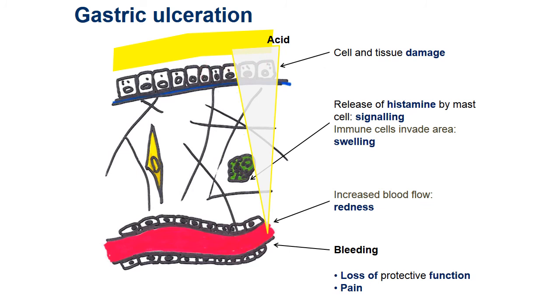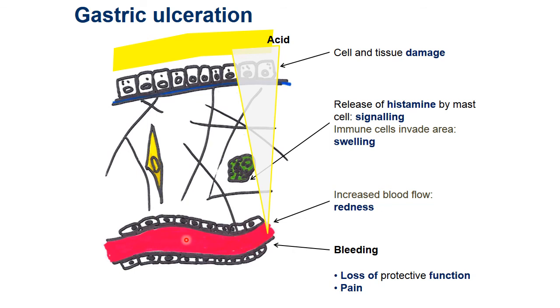This causes initially cell stress and eventually cell death, which in turn leads to exposure of the underlying tissue to the gastric acid. Cell death is sensed by immune cells, such as mast cells that are located in the interstitial region. In turn, these mast cells will release histamine, which is a signaling molecule that attracts all different types of immune cells to this area.